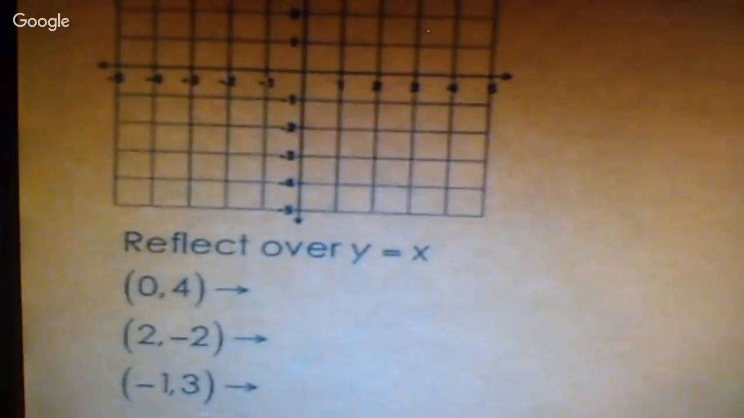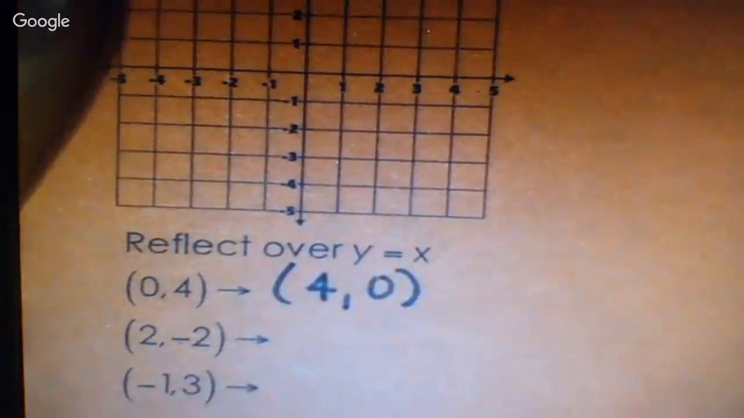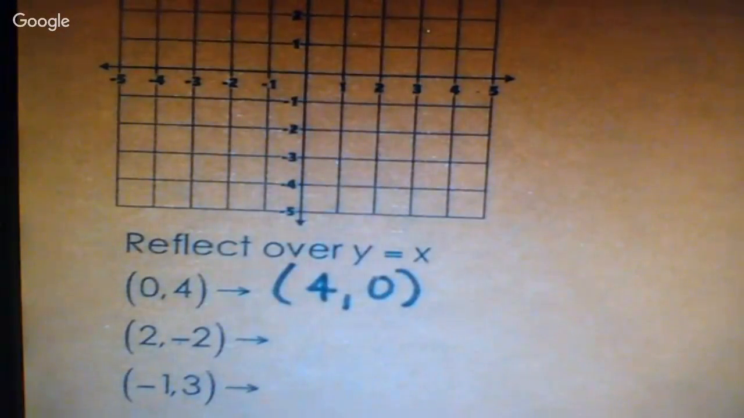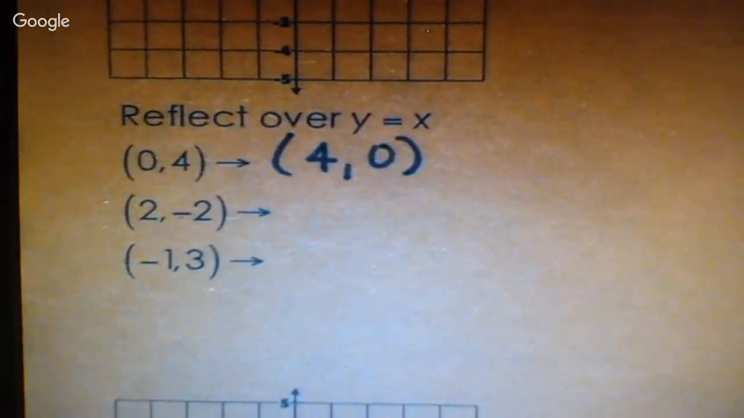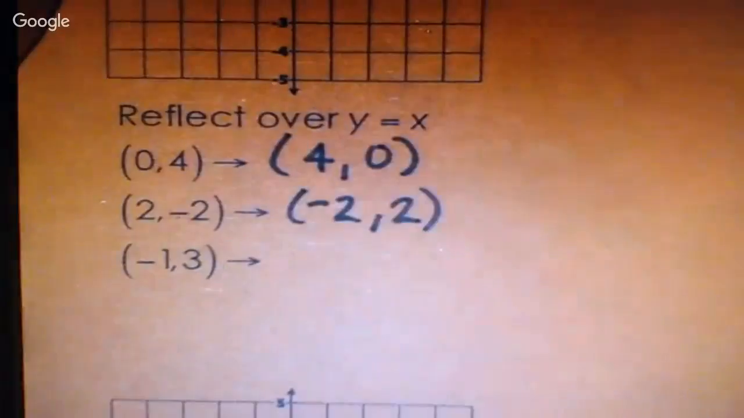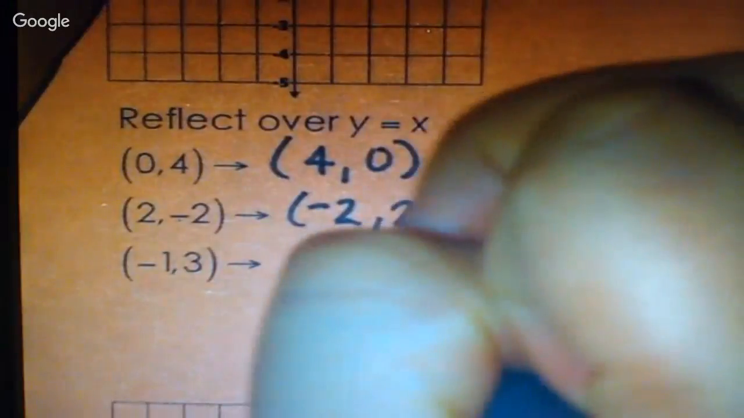Okay, reflecting over the line y equals x. You told me that my rule was to take my points and flip it. So (0, 4) becomes (4, 0). (2, -2)... careful, we just flipped. Make sure you take the signs with it. So (-2, 2). The only time you change signs is if it's a reflection over y equals negative x. That's when you change the signs. So here, (3, -1). Good.